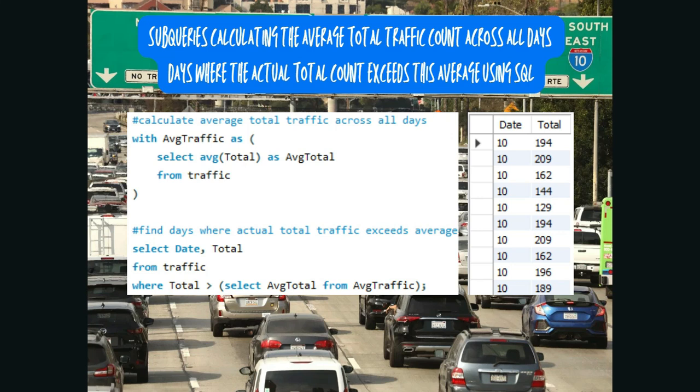And here's a subquery calculating the average total traffic count across all days, where the actual total count exceeds the average. You can see here the code I wrote and also the data. And we can see that consistent high traffic on day 10 appears to be the highest. This could indicate regular events, activities, or commuting patterns that cause increased traffic on this day.